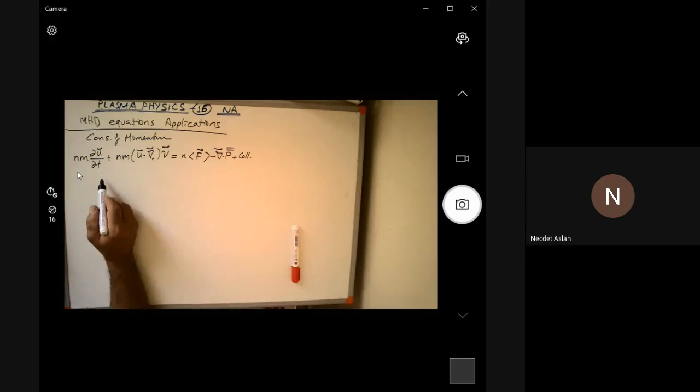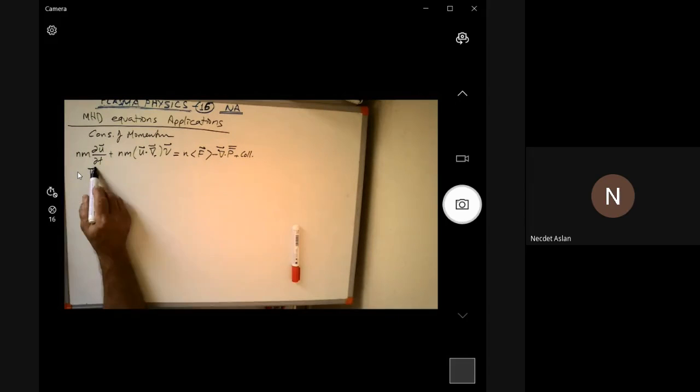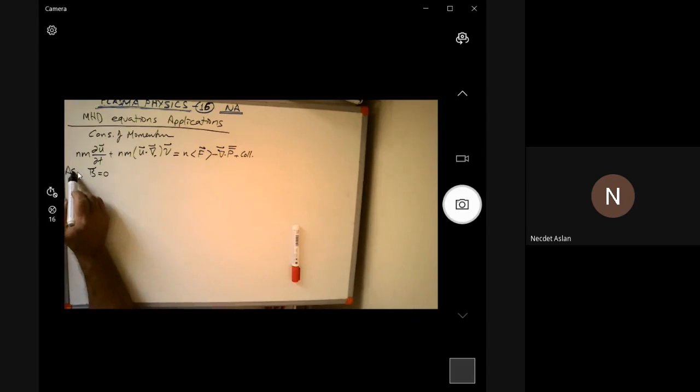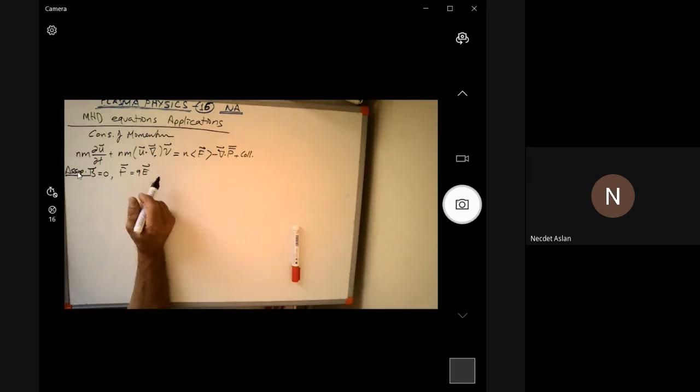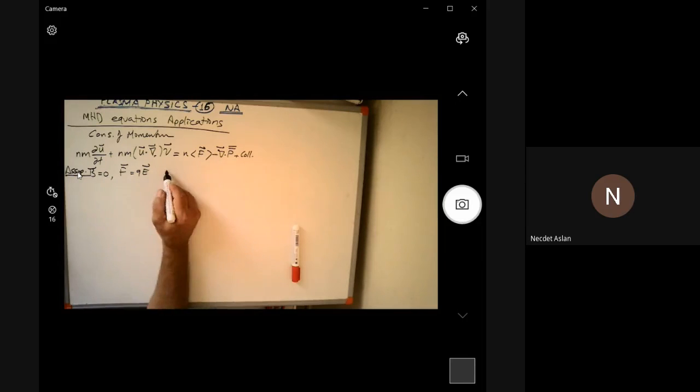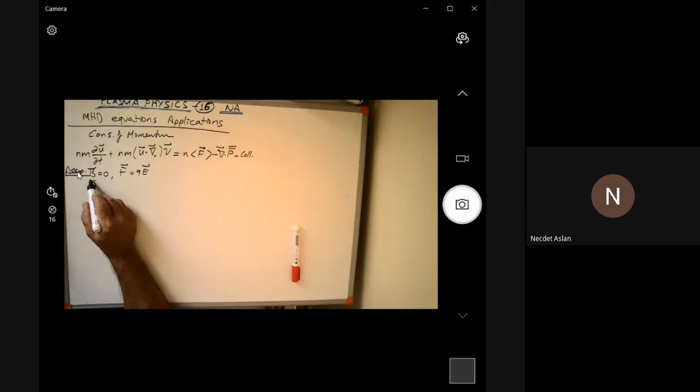First, we assume no magnetic field, so these are our assumptions. With no magnetic field, the only force is due to the electric field. So we have an electric field in the system, and the Lorentz force is given by QE. Also P is a scalar. As you remember, the pressure is a tensor, but we are assuming it is a scalar.